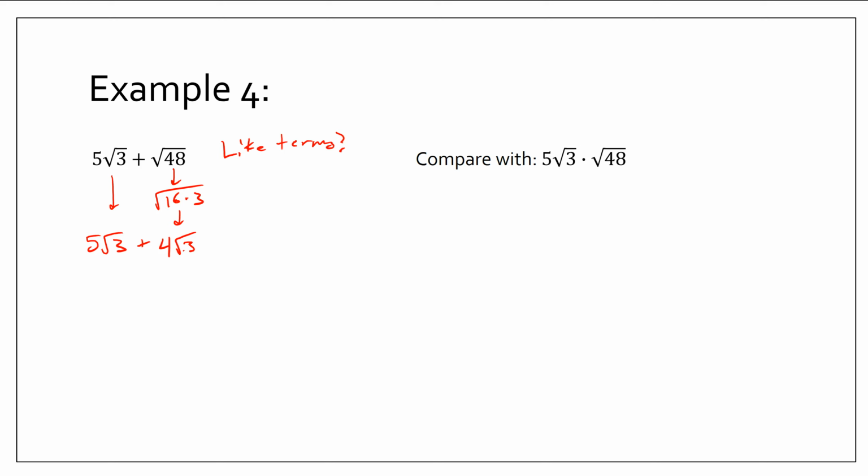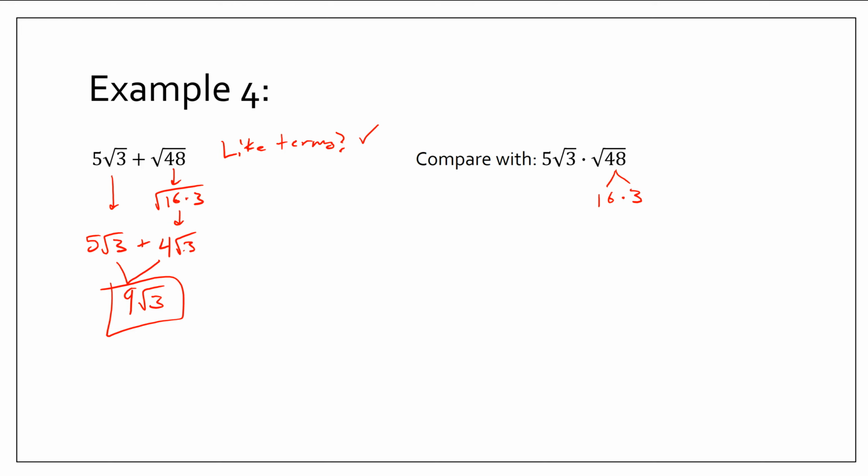And that's very convenient because now I do have like terms. I had to simplify first, but now I do have like terms. So it's going to be 9 root 3. Add the coefficients, leave the square root the same. 9 root 3. I combined like terms, which is something you guys totally know how to do. Now let's just compare that over here. I knew that this was 16 times 3.